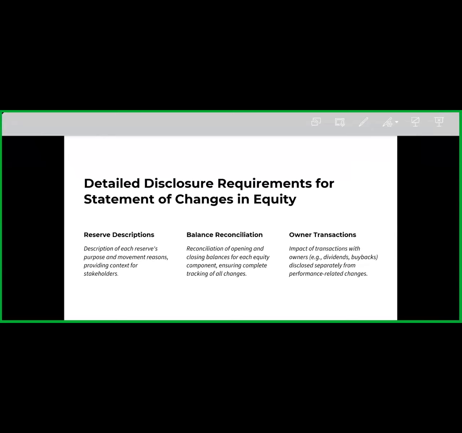So what are the disclosure requirements? What should be there in the statement of changes in equity? First thing is the reserve description. The description of each reserve, its purpose and the reasons for movement, providing context to the stakeholders.